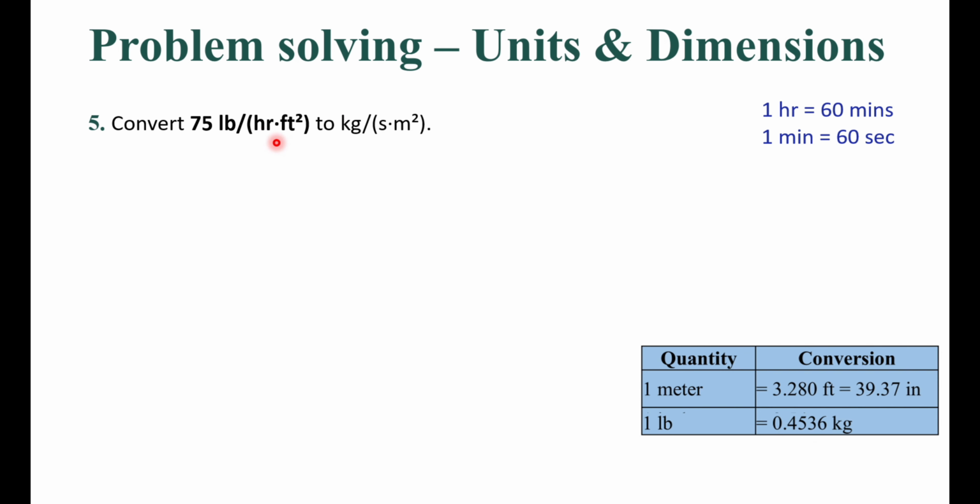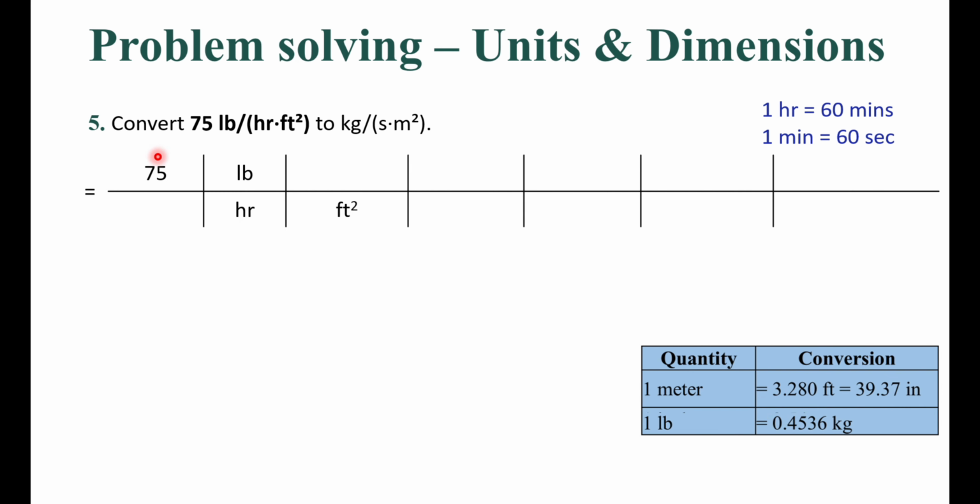In the denominator we have hour. We have to convert the hour into second. So 1 hour has 60 minutes and each minute has 60 seconds. Coming to feet square, we have to convert feet square to meter square. So let's find a relationship that connects feet and meter. As per the table, 1 meter is equal to 3.28 feet. So we can use this relation. We filled out all the relations.